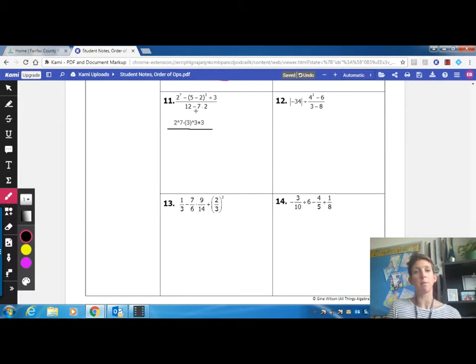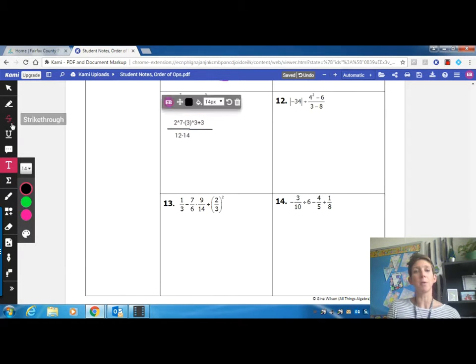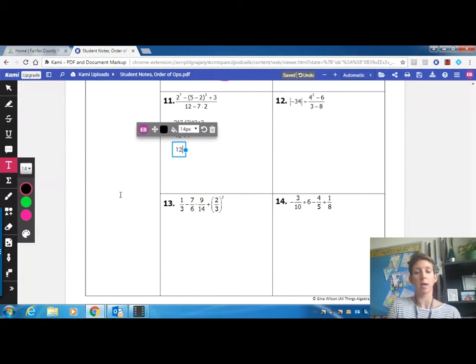In this case, I will be doing the multiplication first, so I will do 12 minus 7 times 2, which is 14. But now I'm looking at the numerator again. I see I have all these exponents that I have to contend with, so that's my next step. So 2 to the 7th is 128, and I subtract 3 cubed, which would be 27, and I add 3.